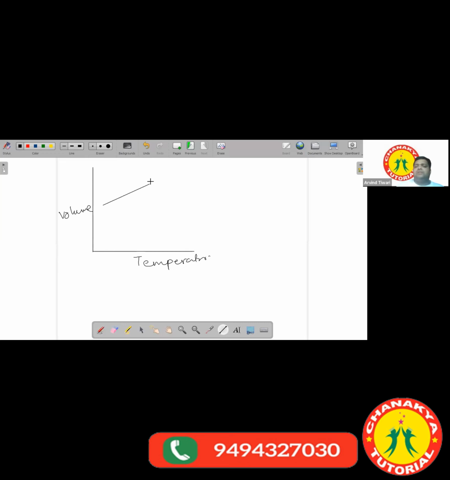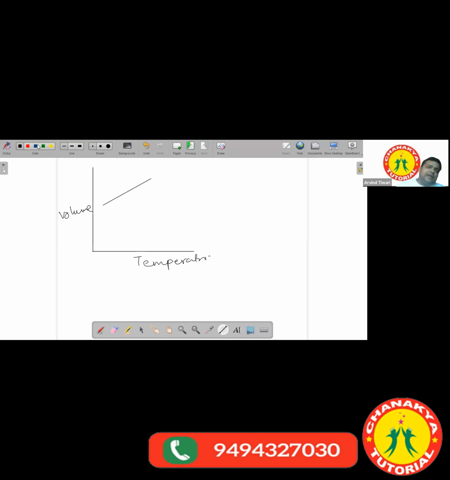So a graph was plotted by Charles, not Charles Darwin. He plotted a graph between volume and temperature. He got a graph which was almost linear in shape, like this, between volume and temperature.